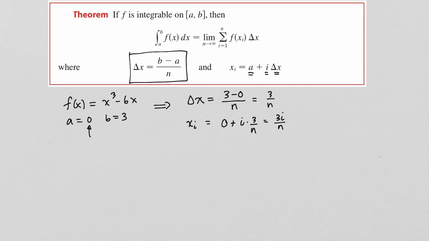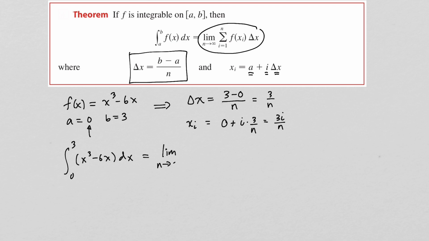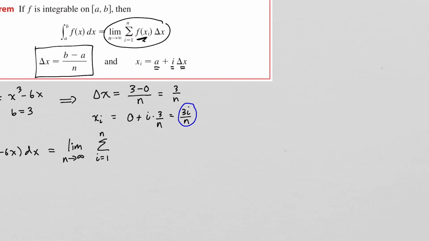So now to evaluate the definite integral from 0 to 3 of x cubed minus 6x dx, I'm going to apply this formula. So we will be taking the limit as n goes to infinity of the sum i equals 1 to n of f of xi. Now, we just figured out that xi was 3i over n. So what is f of xi? Let's do that off to the side here.